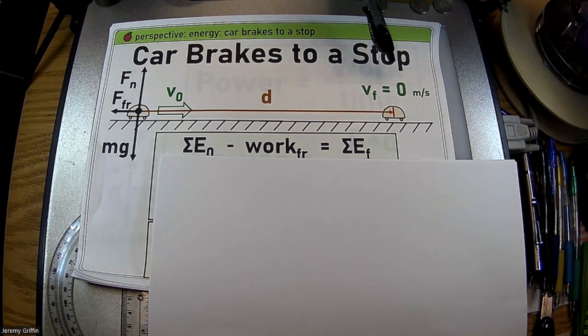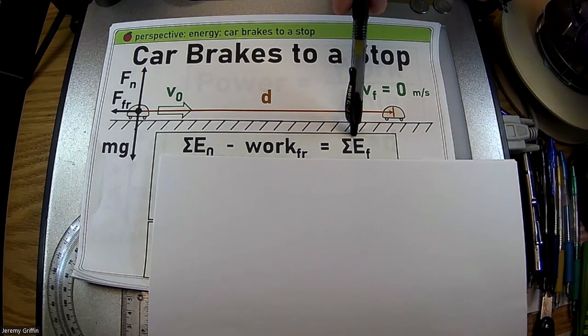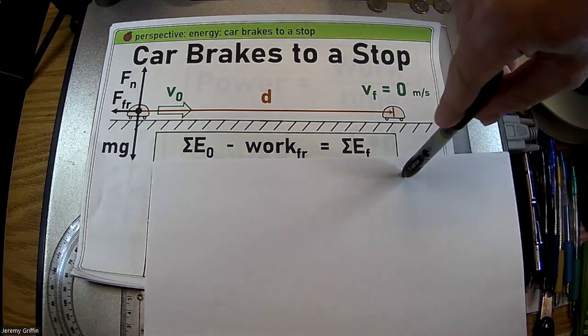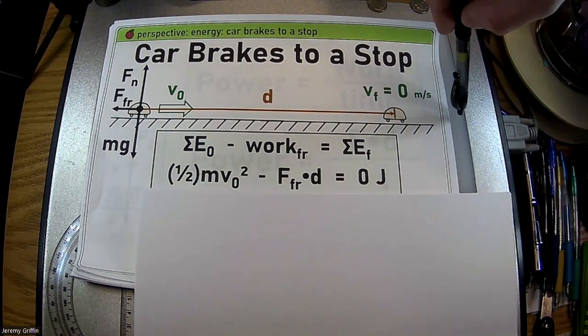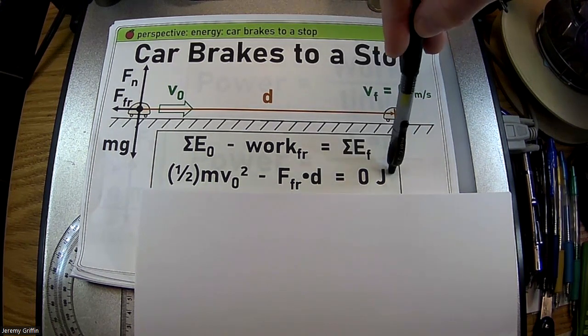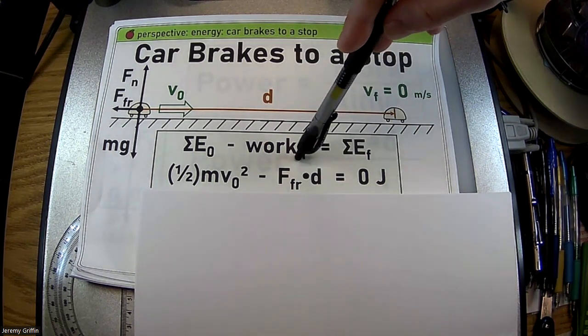It's an open system. There's no kinetic energy because it's not moving. There's no potential energy, because it didn't roll up hills to get there, which would have stopped it faster. So that's exactly what that is: 1/2 mv squared minus the force of resistance times distance equals 0 joules. Now, that friction force.